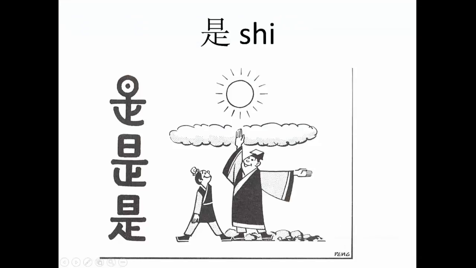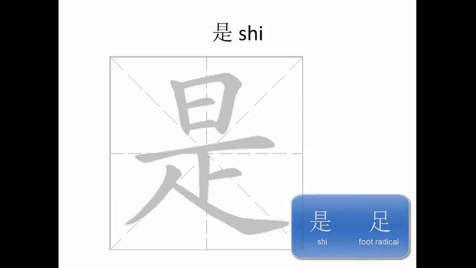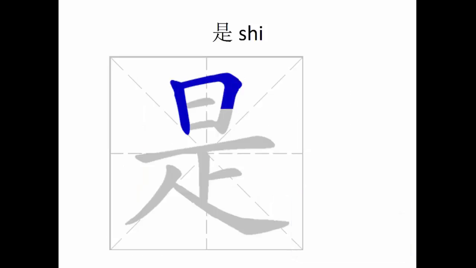The next character you need to trace is 是, is, to be. It's a picture of someone pointing directly at the sun at noon. Notice how it looks like the foot radical, but is different from the foot radical. The head is not connected to the body, and there are two sets of arms. Here is the stroke order for 是.